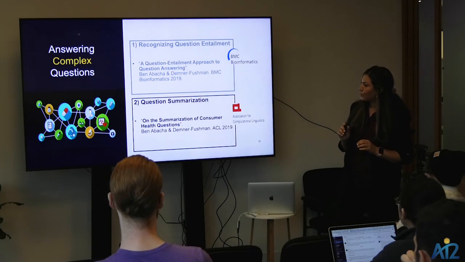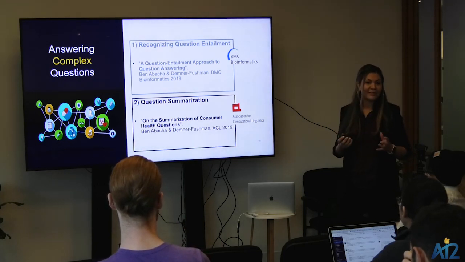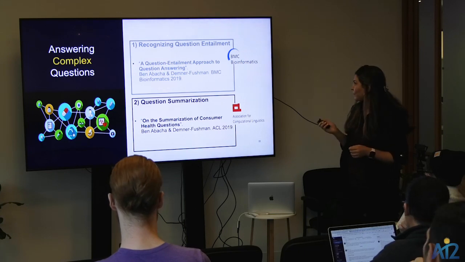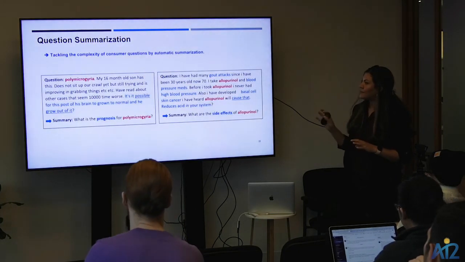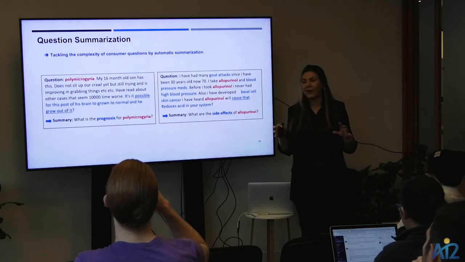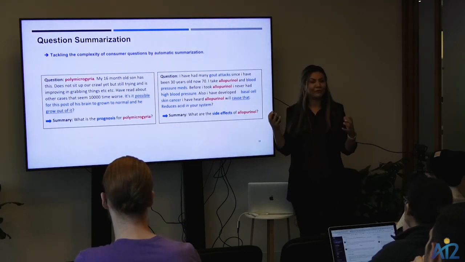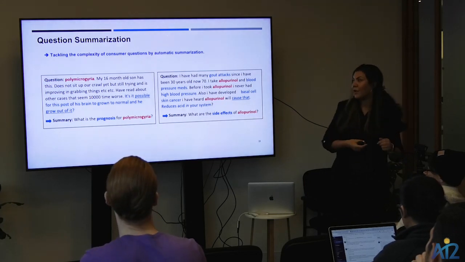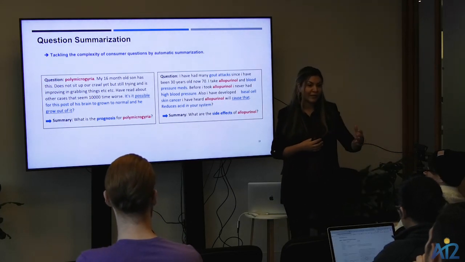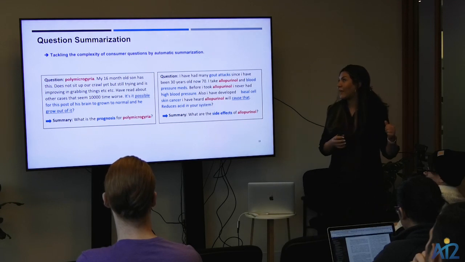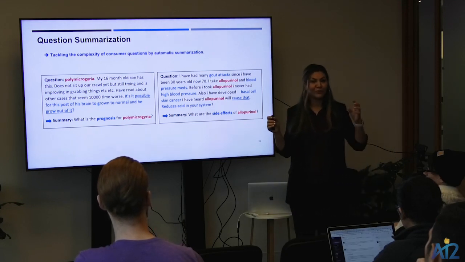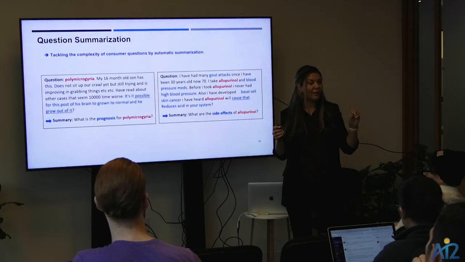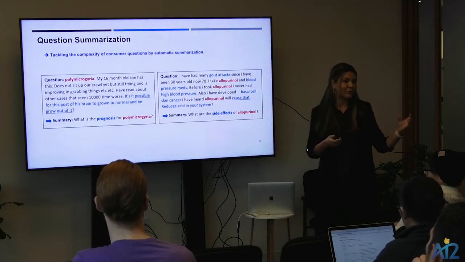So the second approach to tackle the complexity of consumer health questions is question summarization. This study started with the observation of frequent peripheral information in many consumer health questions. This information could be related to the patient history or family. And this task aims to reduce the noise in the questions by keeping only the minimum information required to find good answers.